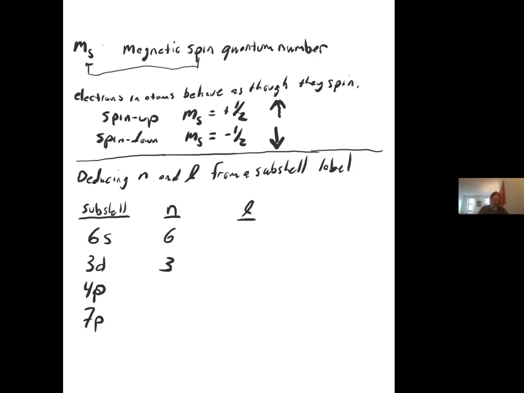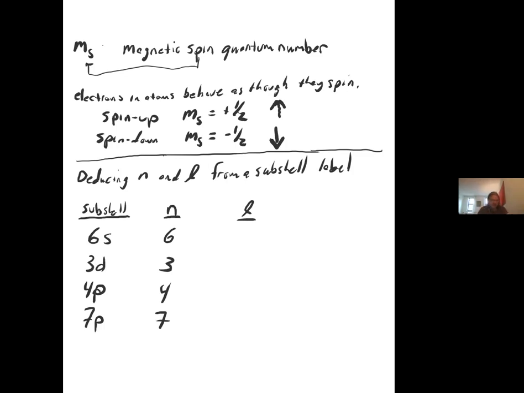3, that's lower in energy. 3 is lower than 6. 4 is between 3 and 6. Once you get up to 7p, that's a pretty high energy orbital. It's way far from the nucleus. So there's your n. What about l?